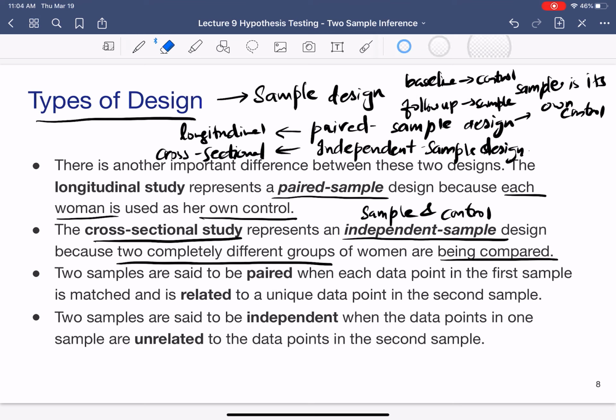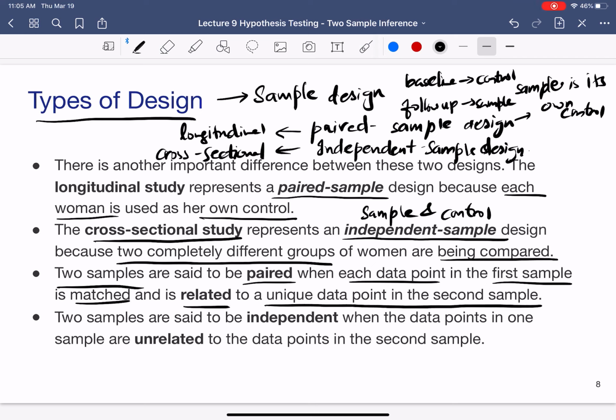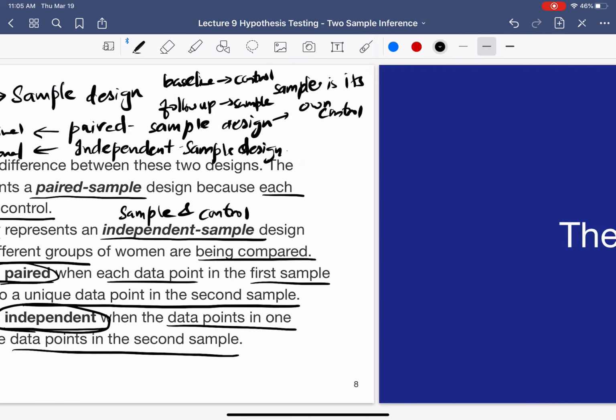Now, when are two samples said to be paired? When each data point in the first sample is matched and related to a unique data point in the second sample, this is called a paired sample. When do you call samples independent? When the data points in one sample are unrelated to the data points in the second sample, we call it an independent sample. So if they are linked, we call it a paired sample. If they are separate from each other, we call it an independent sample. So that's the difference between a paired sample design and an independent sample design.